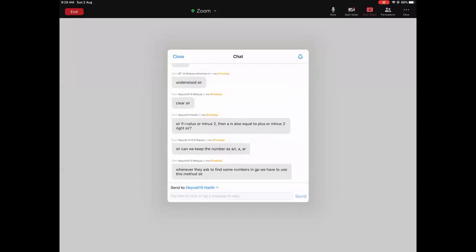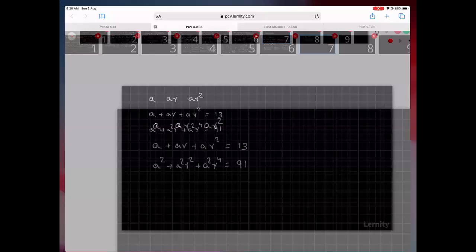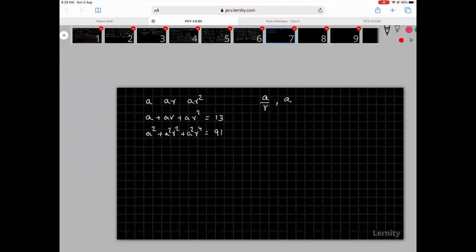Yes, you can keep the numbers. That is a usual method. Whenever we have a product, that's the way we do it. We can keep it as A by R, A, AR. We can keep this way also. This way also it will be a little easy.